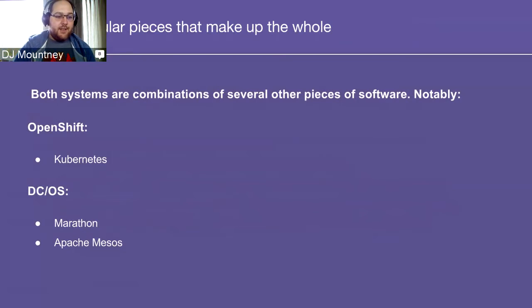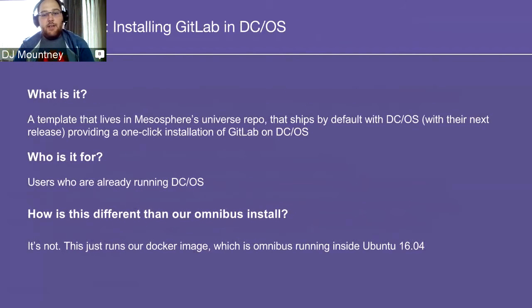But these platforms that we're looking at today are kind of like the bundled up versions of all the different pieces of software. So they're kind of like different bundled distros of these container orchestration platforms, which is the reason why we're talking about both of them today, because they share a lot of commonality. So we have two goals today to walk through, and the first one is installing GitLab in DCOS. So what is it that we built?